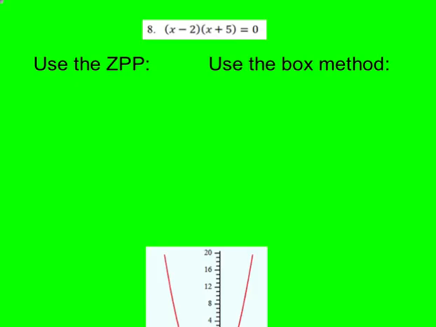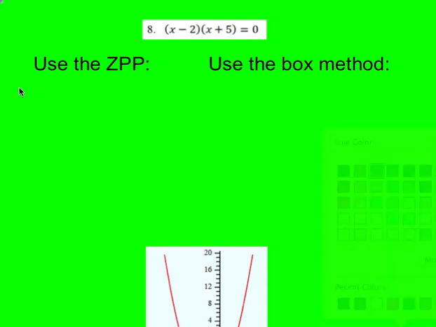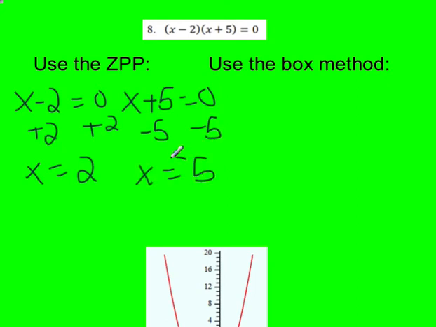Let's take a look at another example. Here we want to use the zero product property. So we're going to set it equal to 0. Sometimes we'll abbreviate the zero product property as ZPP because that's a lot easier than saying zero product property every single time. To solve for x here, we need to add 2 to both sides. So we get x is equal to 2. Here, subtract 5 from both sides, and we get that x is equal to negative 5, sorry. So x is equal to 2 and negative 5.